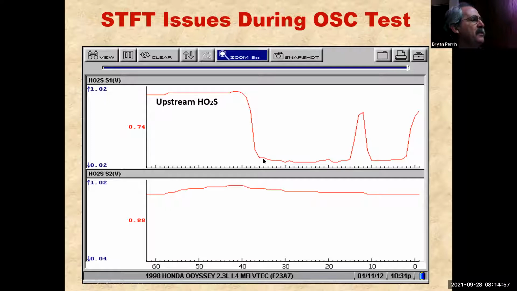So if this is 15 seconds here, and I can see this is 10 frames of data, I've got about 20 frames of data. So this is probably about 10 seconds of time. I can live with that. That tells me the converter's working. The converter hasn't even started to drop yet, and fuel trims are working.